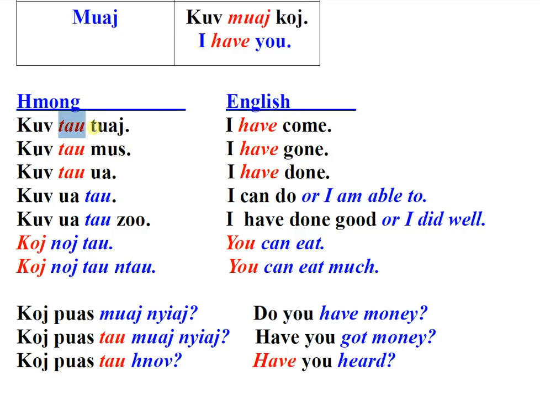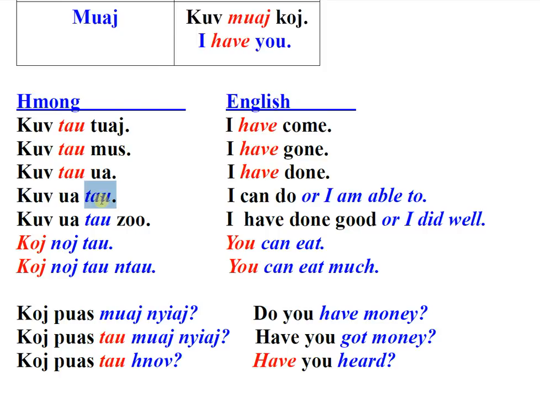Gu Tao Tua. I have come. Tao, have. Tua, come. Gu Tao Mu. I have gone. Gu Tao Wa. I have done. Gu Wa Tao. Just the opposite.